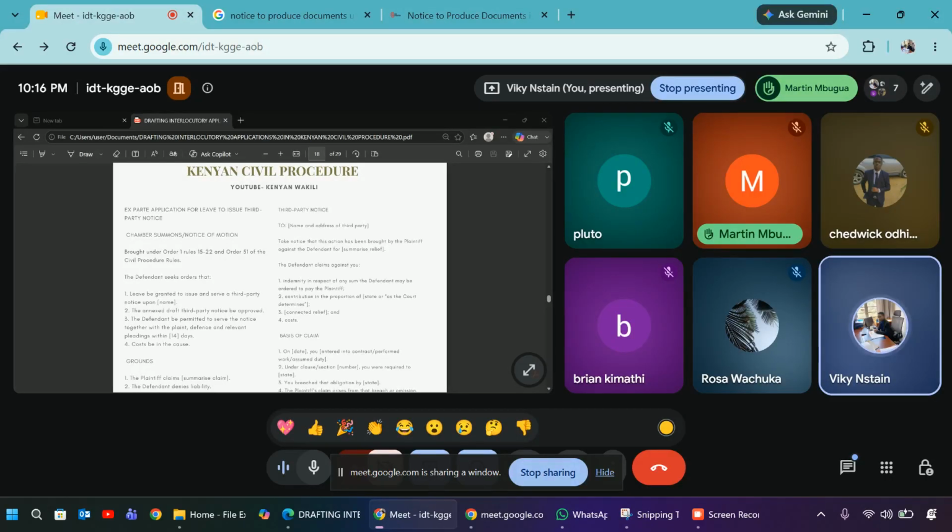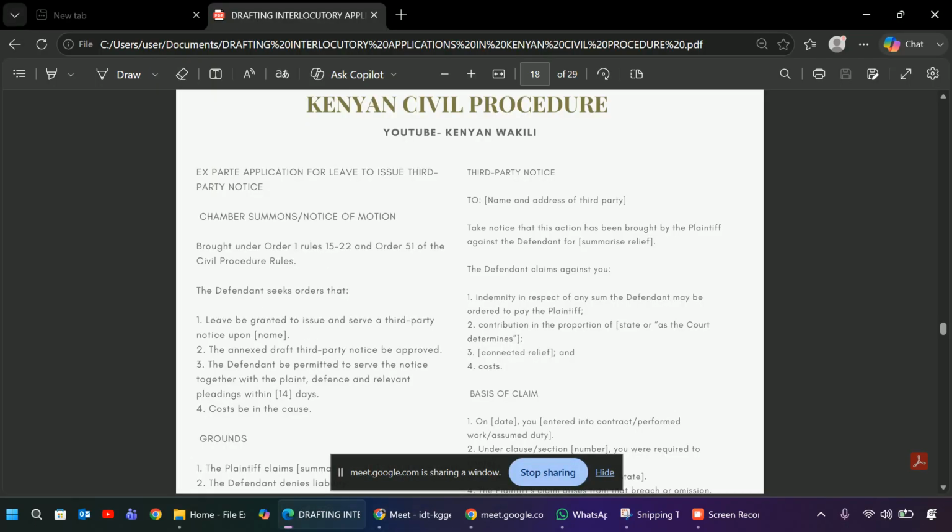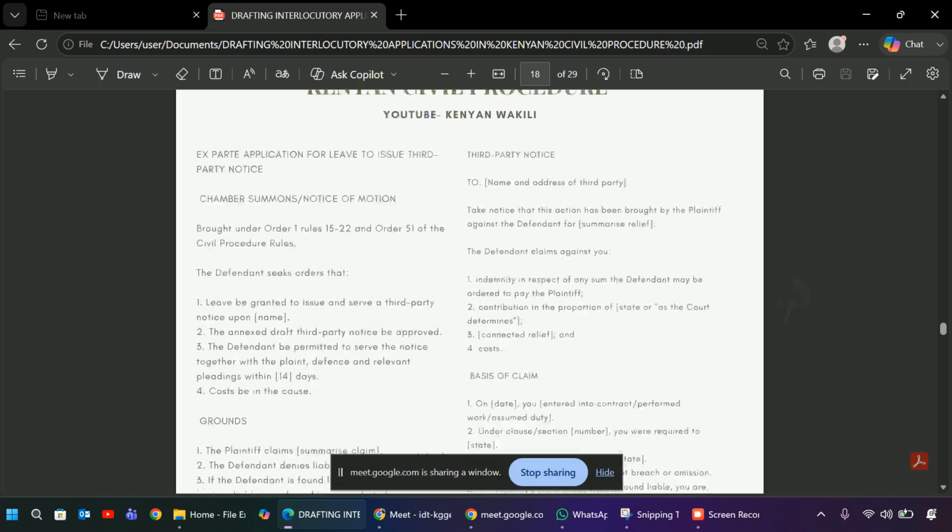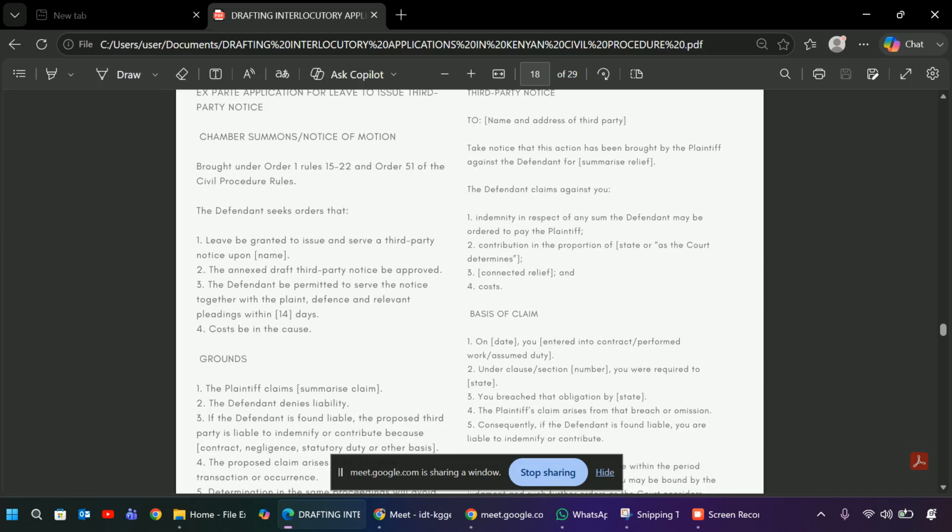So you are seeking leave for the court to allow you to issue and serve a third party notice, and because you want to save the court's judicial time, you have even annexed the third party notice, and that the defendant be permitted to serve the notice together with the plaintiff's defense and relevant pleadings within 14 days, and costs be in the cause.